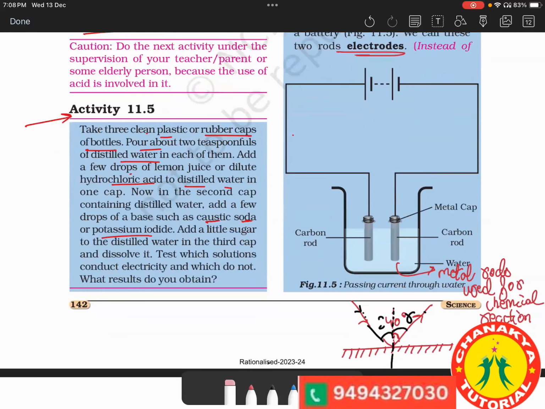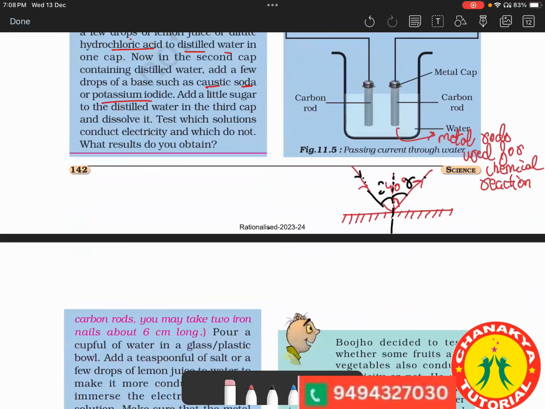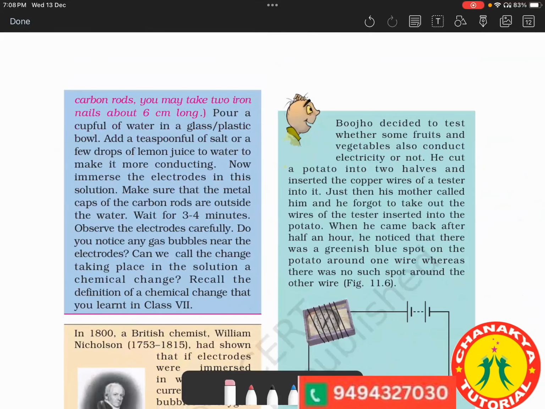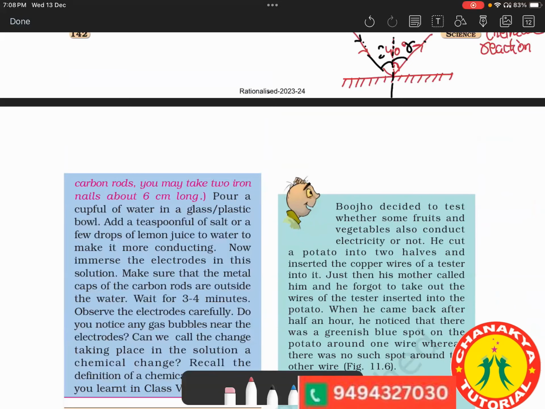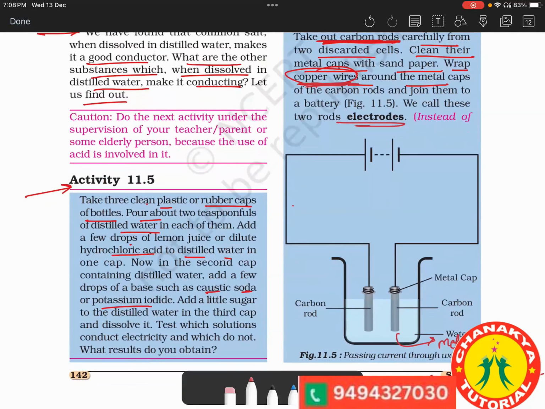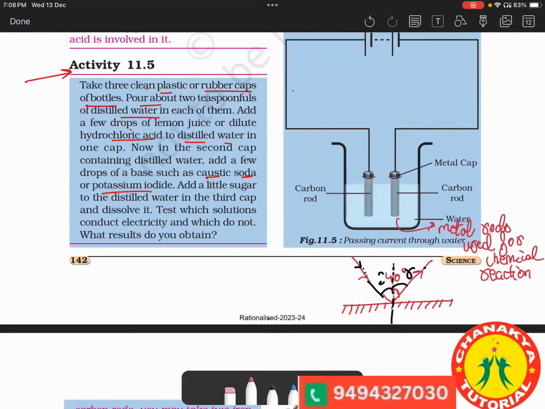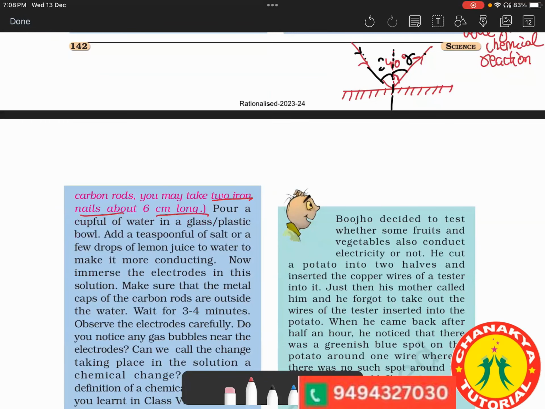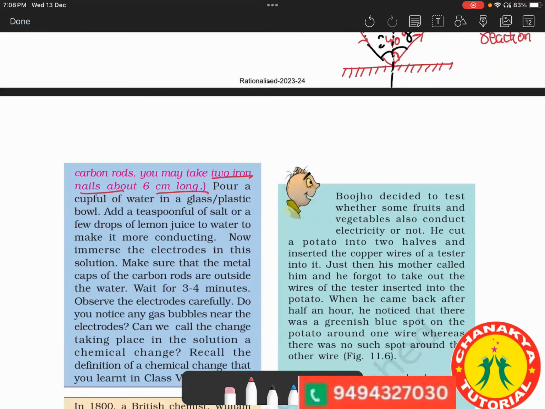Yes. So instead of carbon rods, you may take two iron nails about 6 centimeter long. Iron is also a good conductor of electricity. That's why instead of carbon, they are asking to take two iron nails.